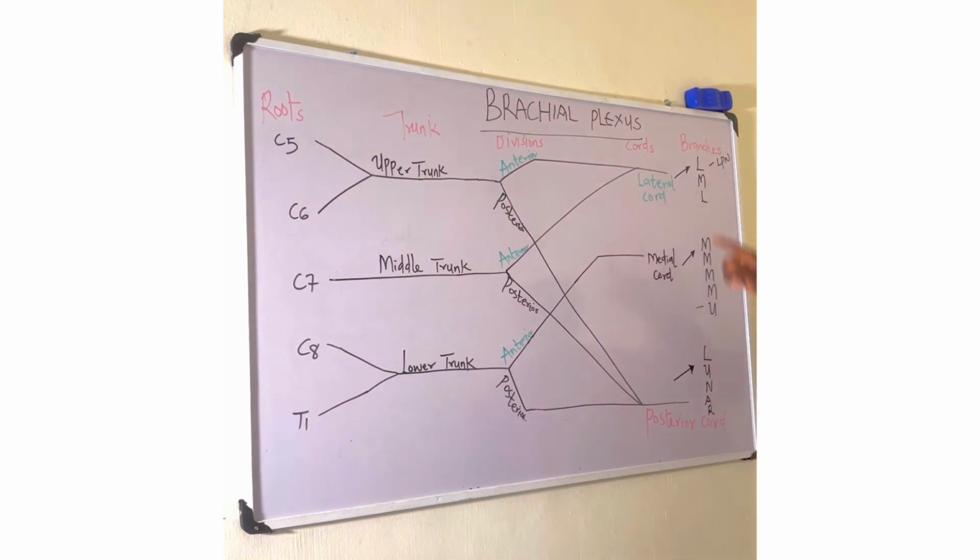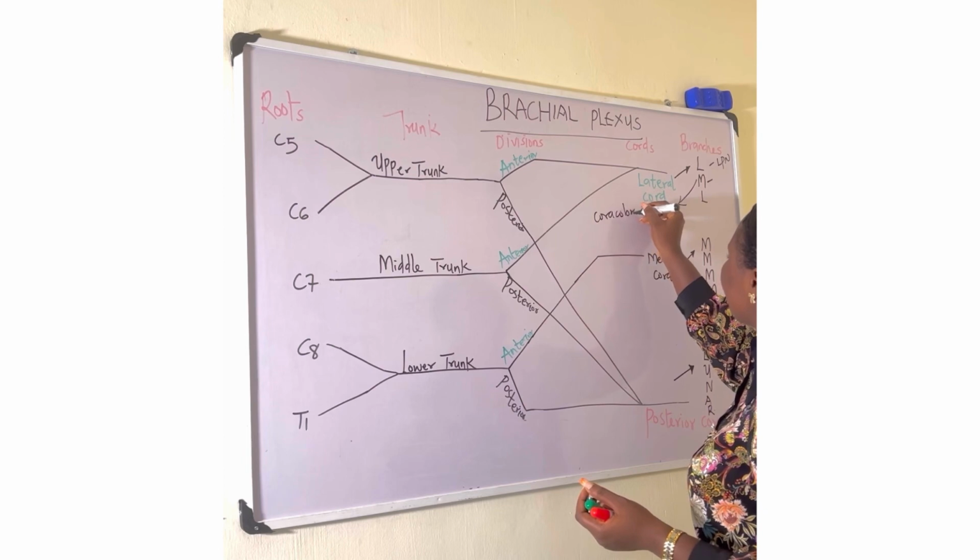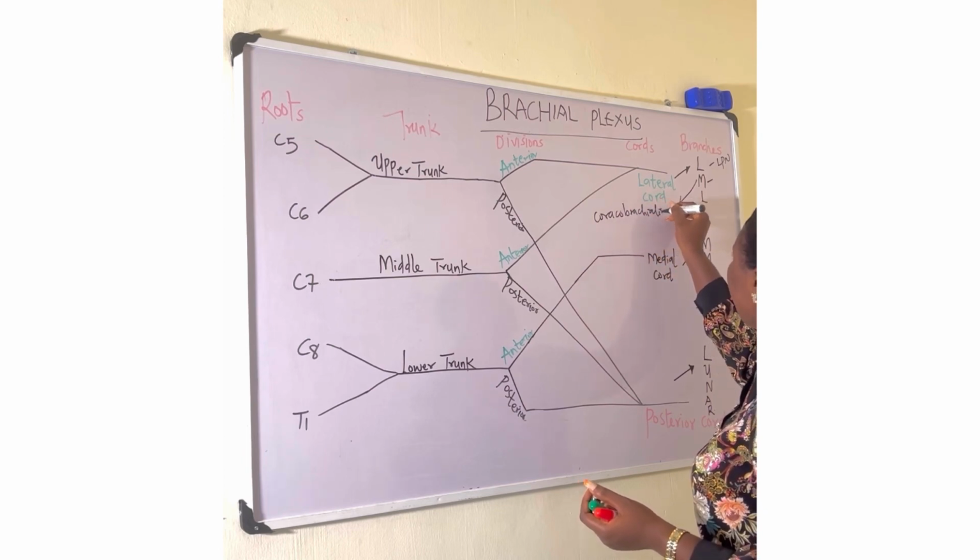Now let's talk about the next one, which is the musculocutaneous nerve. This musculocutaneous nerve supplies the muscles of the anterior compartment of the arm, such as the coracobrachialis, the biceps, and the brachialis.